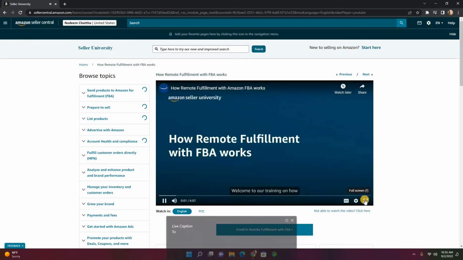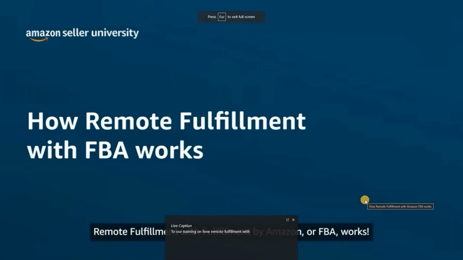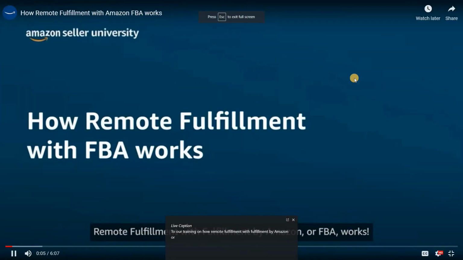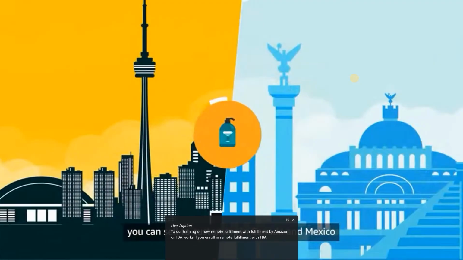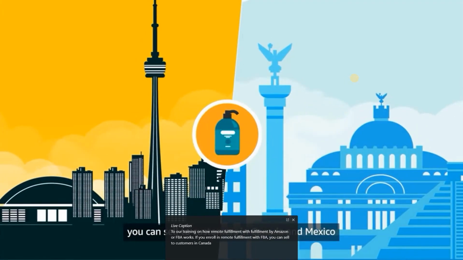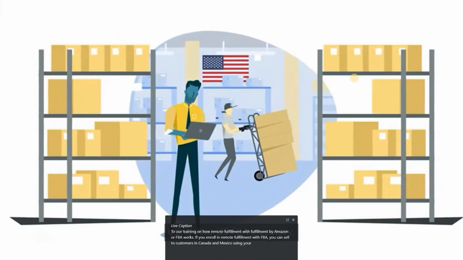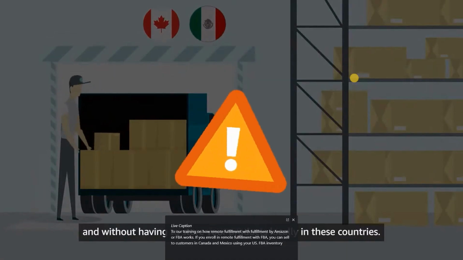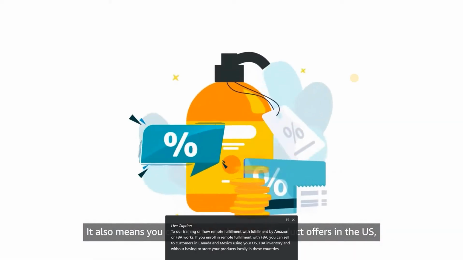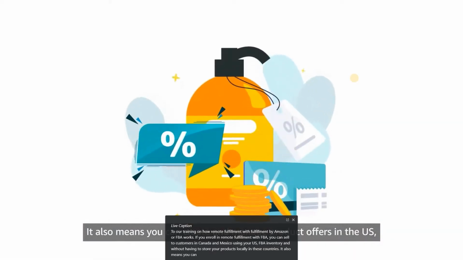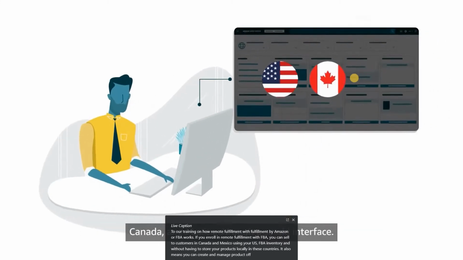Welcome to our training on how remote fulfillment with Fulfillment by Amazon, or FBA, works. If you enroll in remote fulfillment with FBA, you can sell to customers in Canada and Mexico using your US FBA inventory and without having to store your products locally in these countries. It also means you can create and manage product offers in the US, Canada, and Mexico through a single interface.